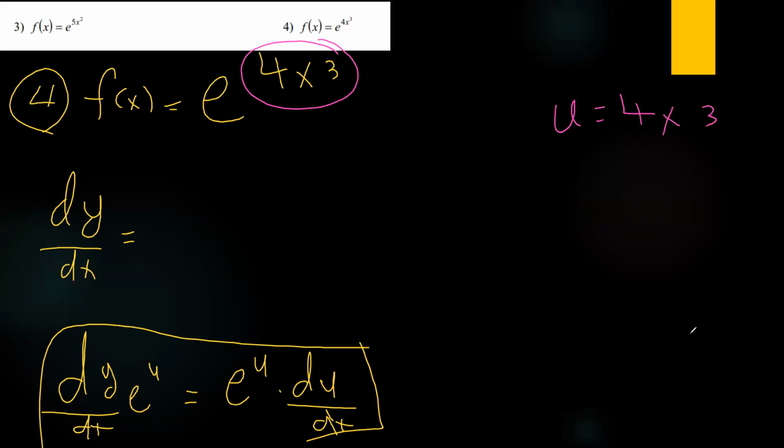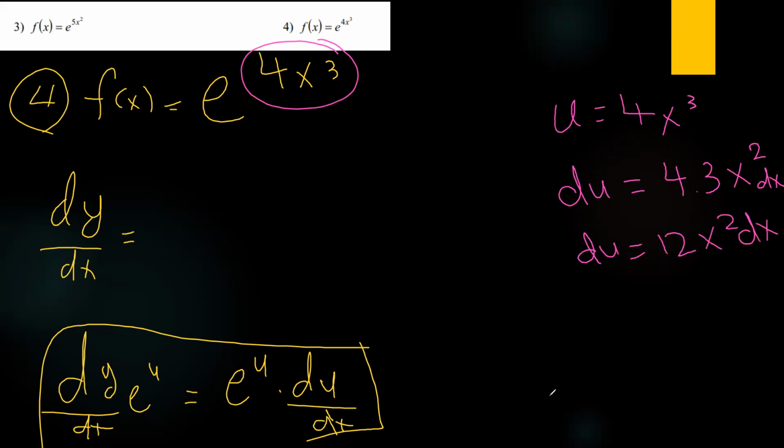Every time choose u, that's the power that's raised to e. Then I have to find du, which is 4 times 3x squared dx. So du will be 12x squared dx. But what did I need? I need du over dx only. So du over dx will be 12x squared.